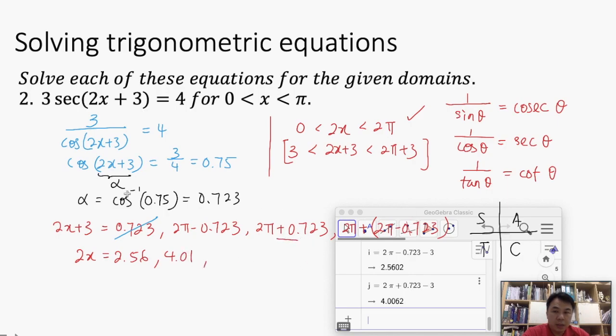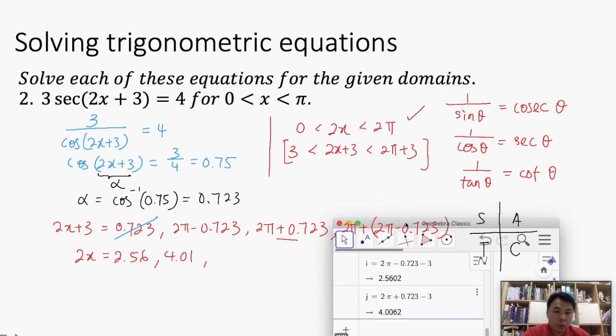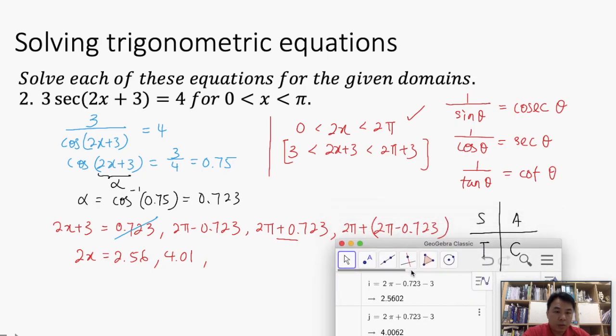And then lastly, okay, that is blocking the way. Just let me reduce that. Okay, so lastly I have, just let me key that in. That is actually 4 pi minus 0.723, and then minus of the 3. So that will give me 8.84. 8.84 there. And then finally I need to divide by 2 all of this.